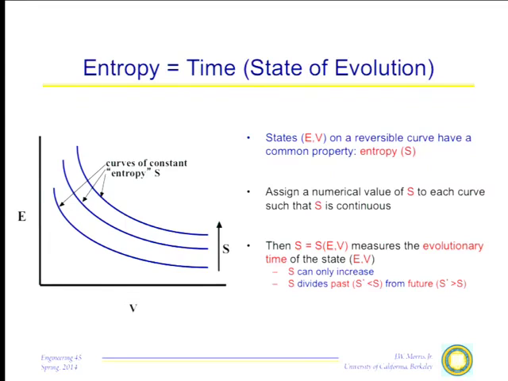The other property of the entropy, of course, is that it divides the past from the future. The past includes all states that have lower entropy. The future includes all states that have higher entropy. And that's basically where the entropy comes from and how we can define it.